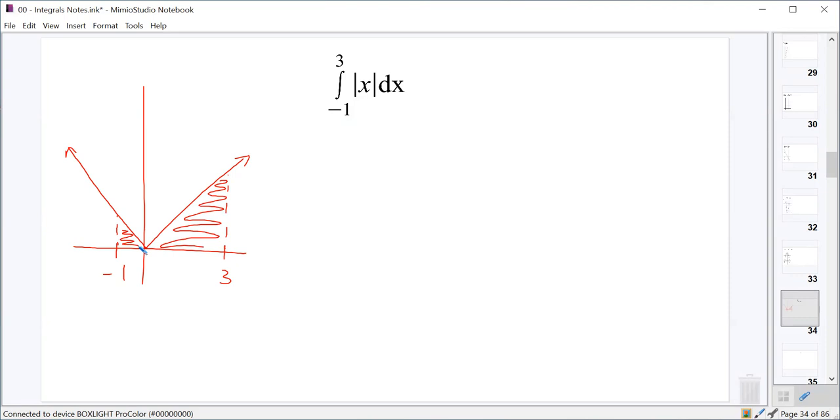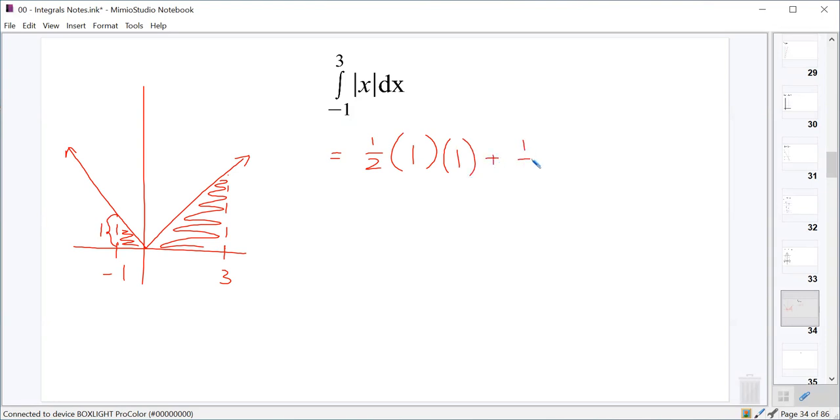And so we should be able to write this out as the area of the first triangle, 1/2 of the base, which extends from -1 to 0, so 1, times the height, which is, at -1, the absolute value of -1 is 1, so this distance here is 1. So 1/2 of 1 times 1.